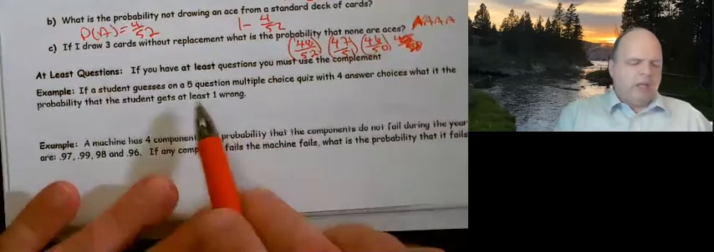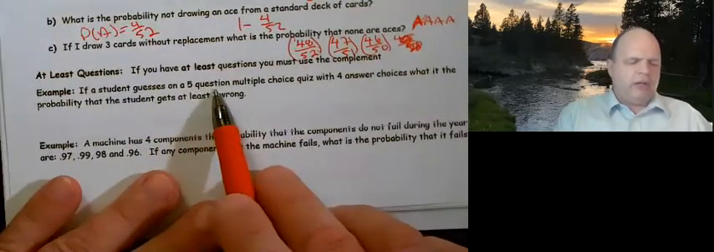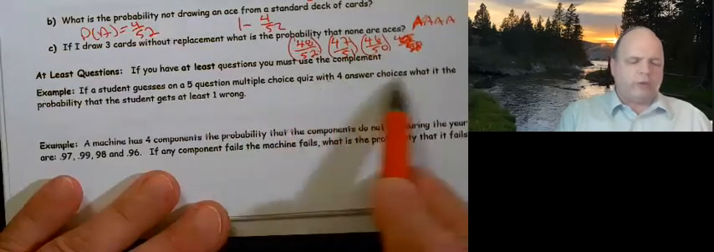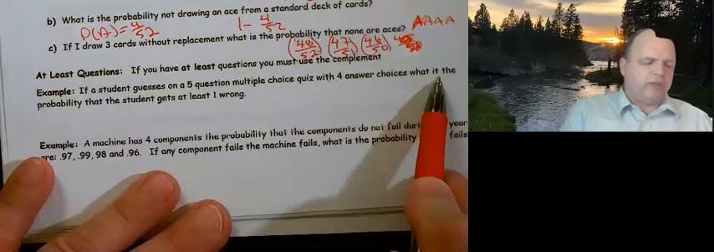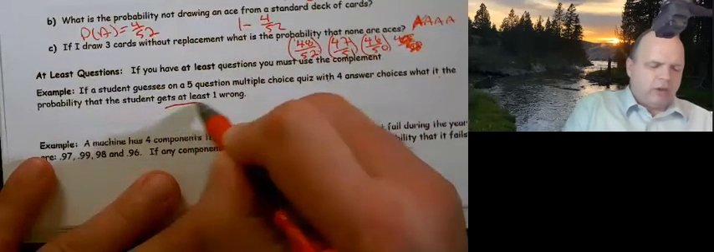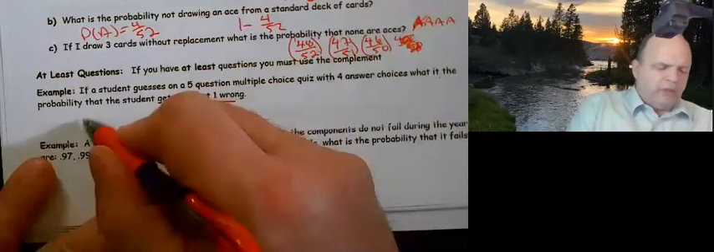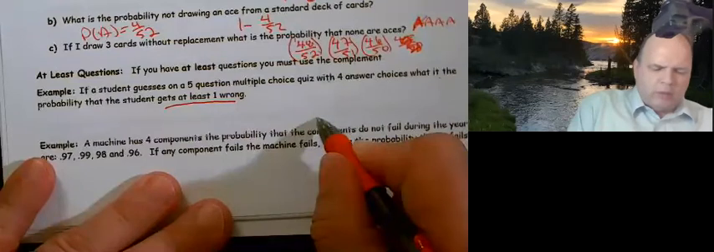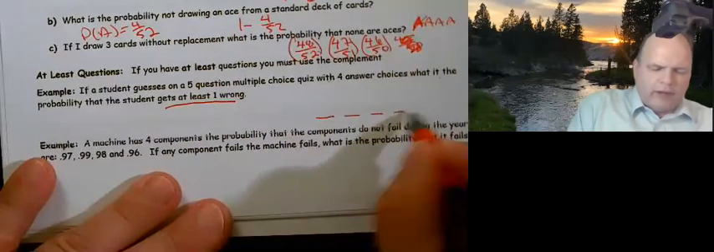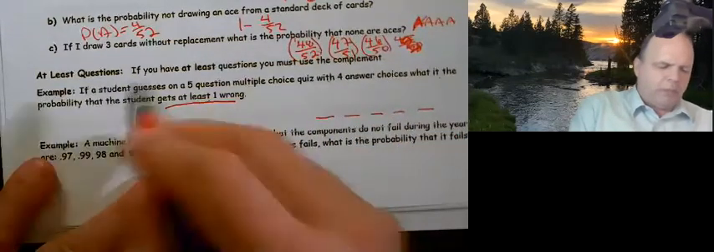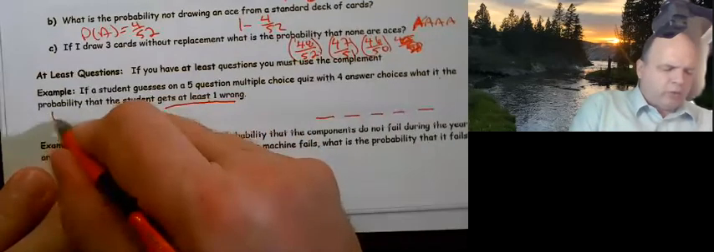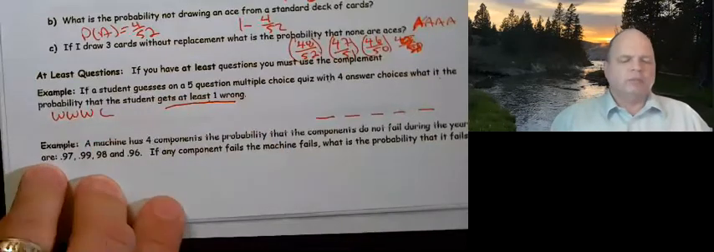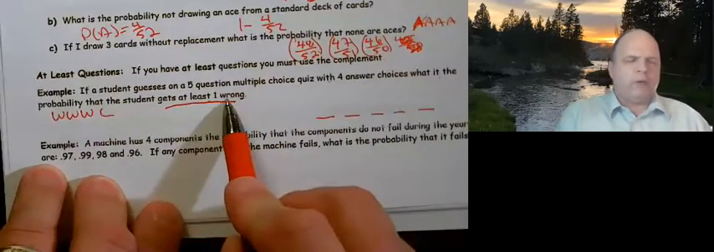All right, if a student guesses on a 5-question multiple choice quiz with 4 answer choices, what's the probability the student will guess at least one wrong? So basically, we have 5 blanks. I'll put them over here. 1, 2, 3, 4, 5. This is an at least problem. So please don't forget about this. Wrong, wrong, wrong. Correct. And we want at least one wrong.